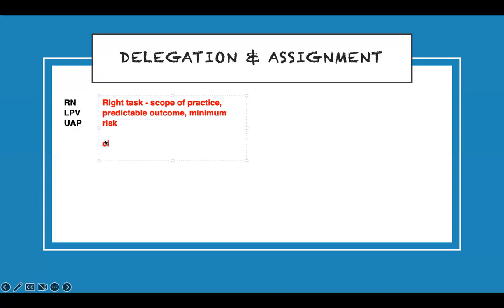Then circumstances. The circumstances have to be right, perfect. Not in the middle of a trauma where you're giving something to a UAP that has never done it before. It has to be a stable patient, not a sick patient, and in the right situation. Circumstances matter. And the person, I call it the KSA: knowledge, skill, and ability.